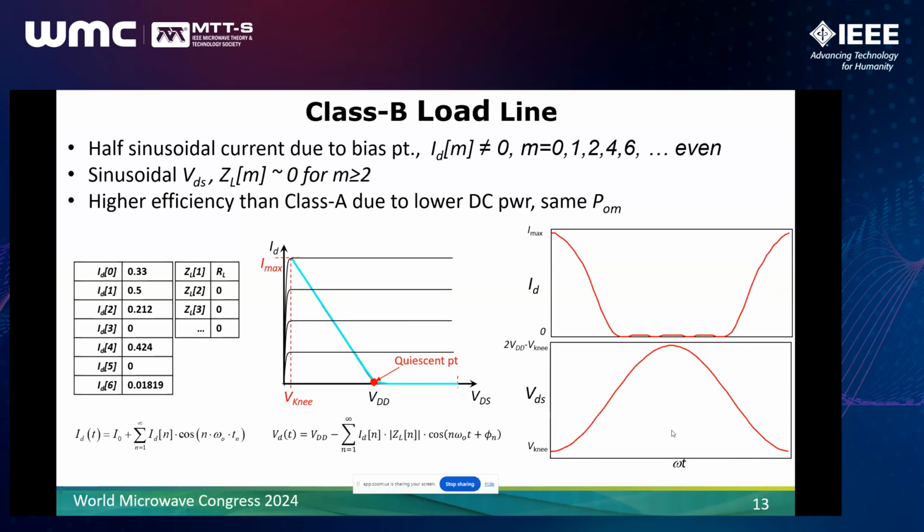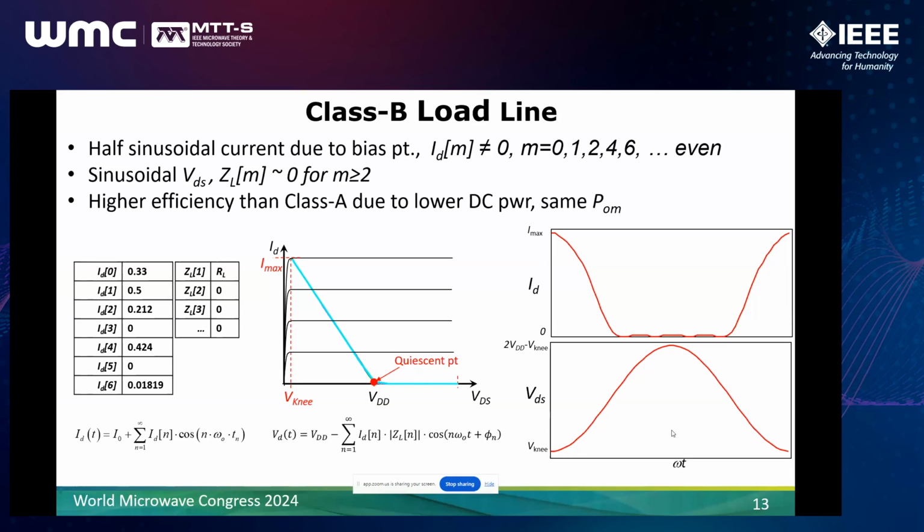We can create a sinusoidal drain source voltage by simply terminating the higher harmonics. So if we terminate the higher harmonics, second, fourth, sixth, etc., at a low impedance, ideally a short impedance, the drain source voltage is forced to be sinusoidal. And we get the waveforms that are shown on the right, where the current is the half sinusoid, the voltage is sinusoidal, going between the knee and 2 VDD minus knee.